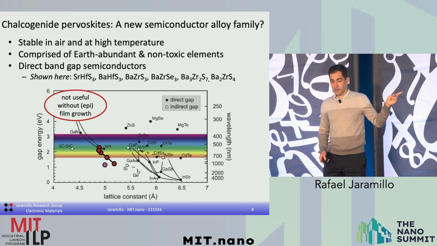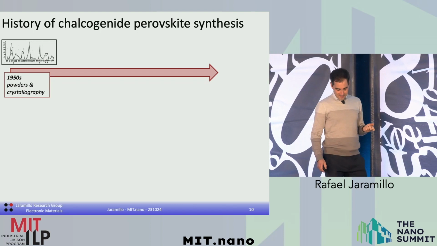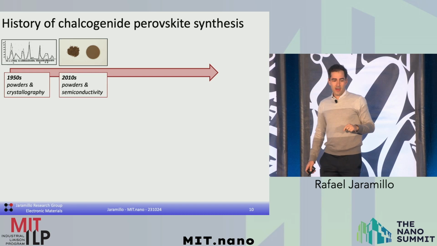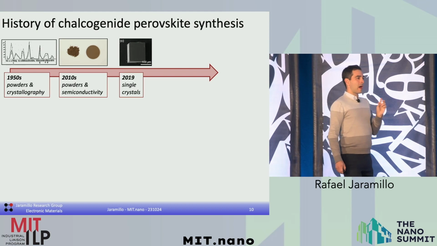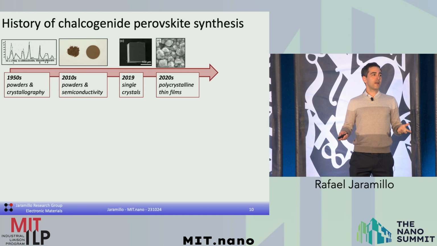So long story short, these materials, chalcogenide perovskites, have been made in powder form since at least the 1950s. You can see the beautiful hand-drawn axes. In the 2010s, there's renewed interest in semiconductivity, and some very microscopic but beautiful single crystals in recent years. And then the thin films start appearing, but to be honest, they're not good. And now at MIT, we've achieved wafer-scale epitaxial film.